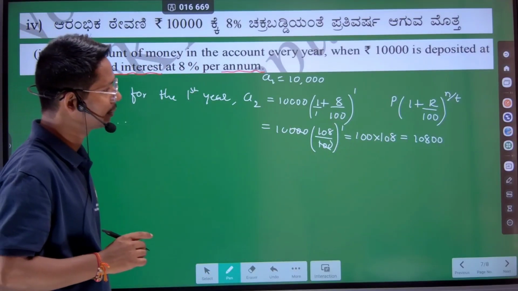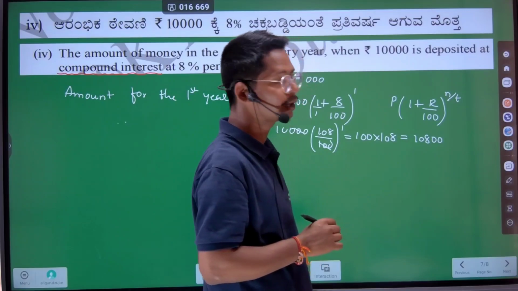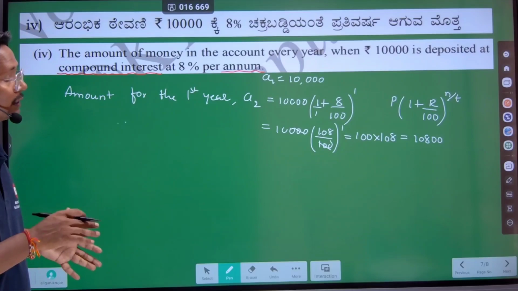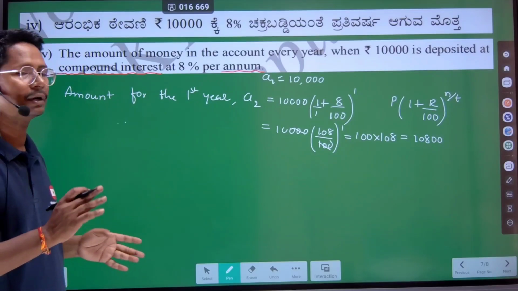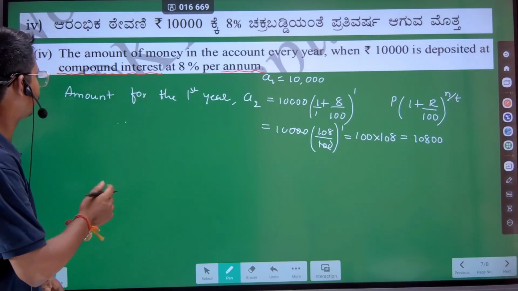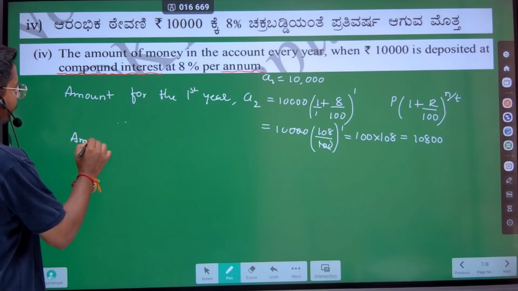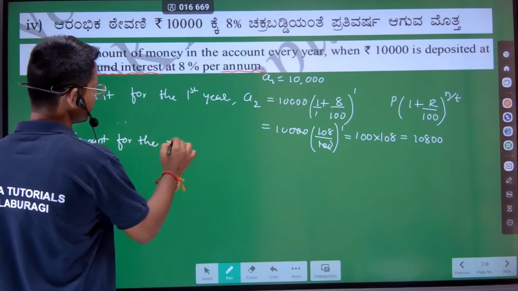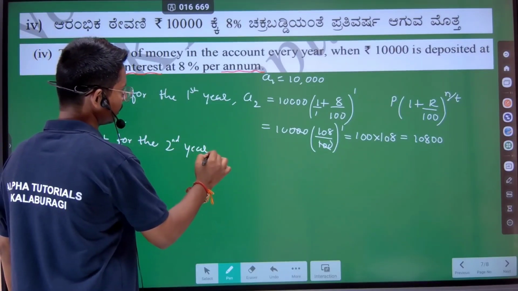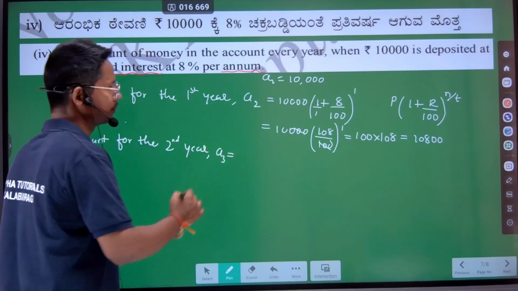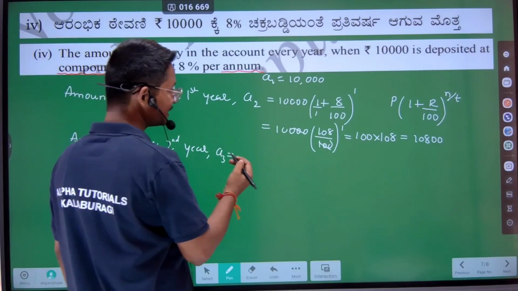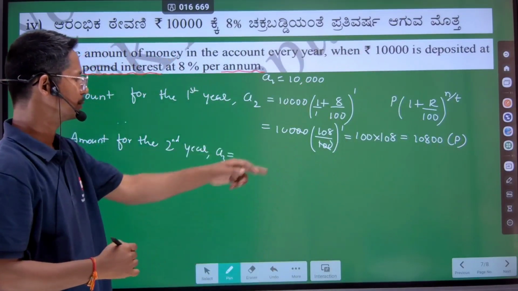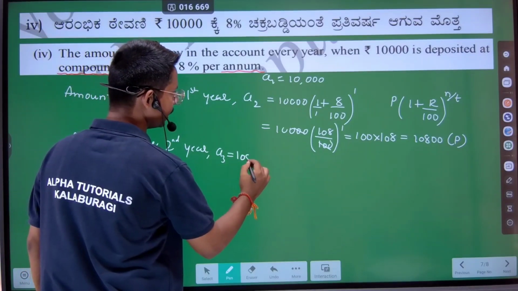One thing you remember: the simple interest and compound interest for the first year are going to be the same, whereas for the second year, simple and compound interest are going to be different. Now the amount for the second year, that means A3. The principal is this one, 10,800, not the 10,000.